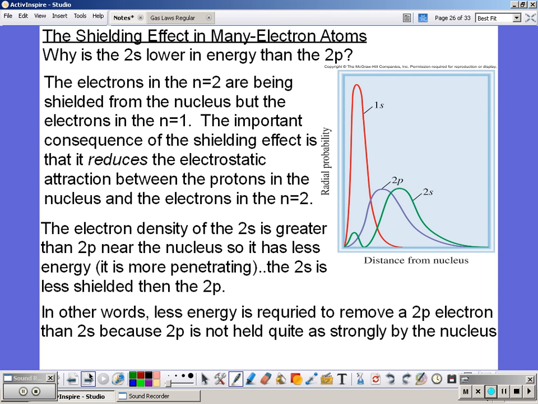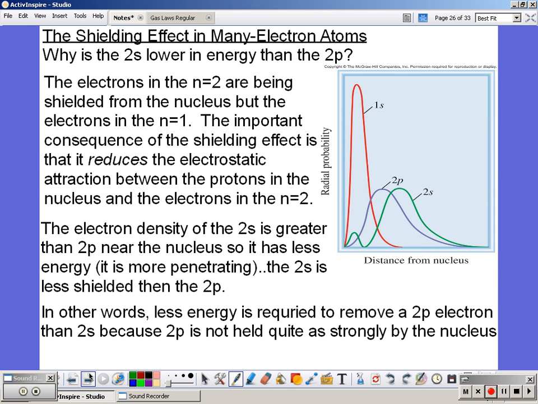The electron density of the 2s is greater than the 2p near the nucleus. So it has less energy. It's more penetrating towards the nucleus. The 2s is less shielded than the 2p.